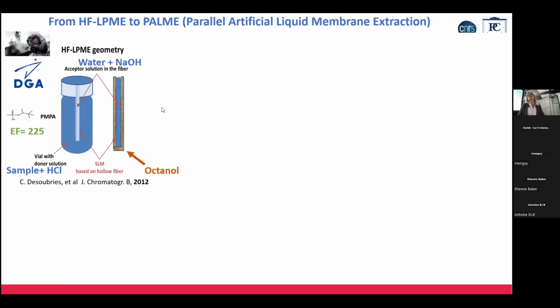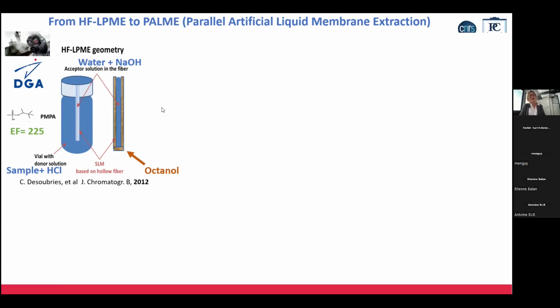And if you want to extract this molecule, you can play on the fact that it is an acidic compound. That means that if you put your sample in acidic condition, if you put some organic solvent, not in the fiber, but in the porous membrane of your fiber, only in the porous membrane, and if you put water inside, you can use the water to extract. You just have to make a separation between both water compartments, between your small fiber.